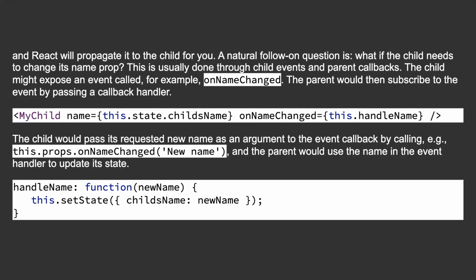A natural follow-on question is, what if the child needs to change its name prop? This is usually done through child events and parent callbacks. The child might expose an event called, for example, onNameChanged. The parent would then subscribe to the event by passing a callback handler. The child would pass its requested new name as an argument to the event callback by calling, for example, this.props.onNameChanged(newName), and the parent would use the name in the event handler to update its state.